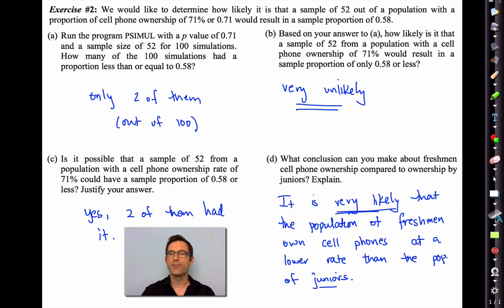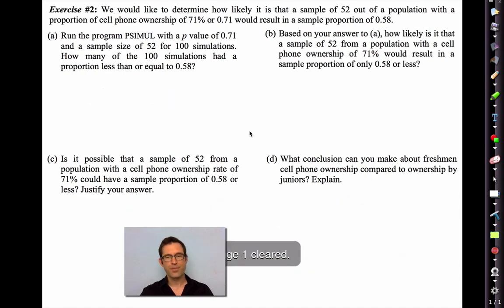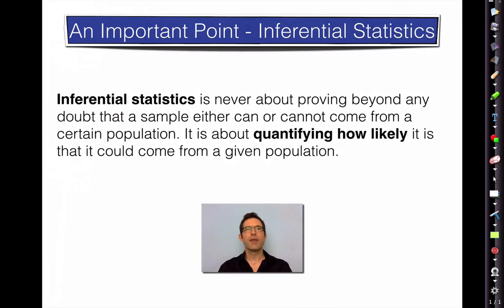Okay, let's keep going. An important point about inferential statistics. Inferential statistics is never about proving beyond any doubt. It's never about proving beyond any doubt that a sample either can or cannot come from a certain population.